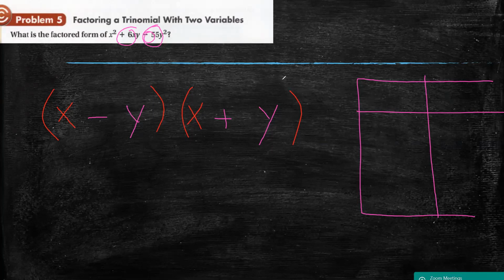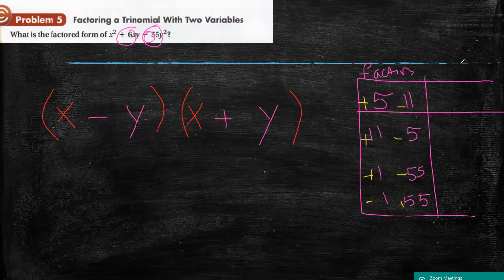Then, this is 55. We have to write all the pairs of factors of 55. Could be 5 and 11, 11 and 5, 1 and 55, but now with different signs. Positive 5, negative 11, positive 11, negative 5, positive 1, negative 55, and negative 1, positive 55. These are all the factors of negative 55. If you multiply any pair of them, you must get negative 55.